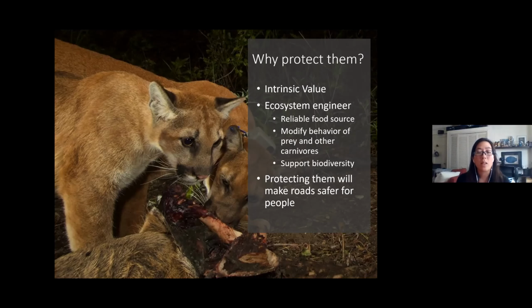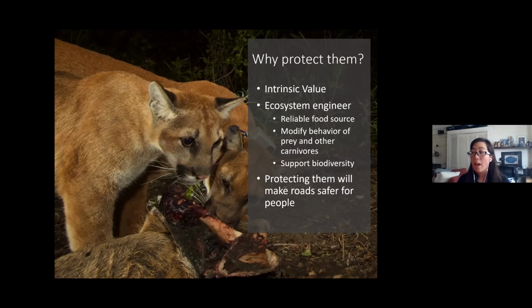And so when they're resting, they actually cache their prey and they hide it and they bury it, right? But when they're not near their kill, a lot of scavengers benefit from this reliable food source. So raptors, foxes, black bears, California condors, all sorts of animals are able to benefit from their kills.